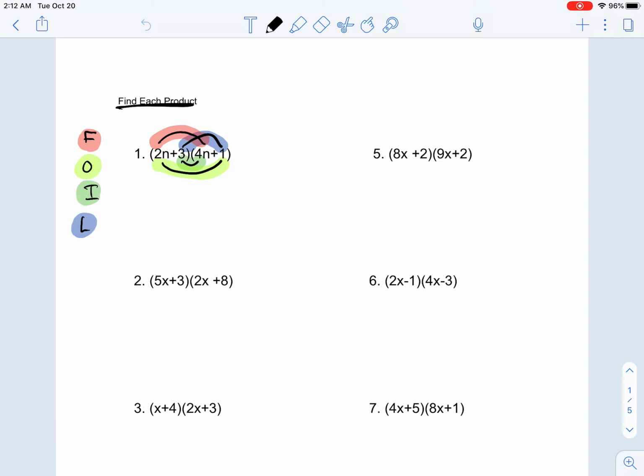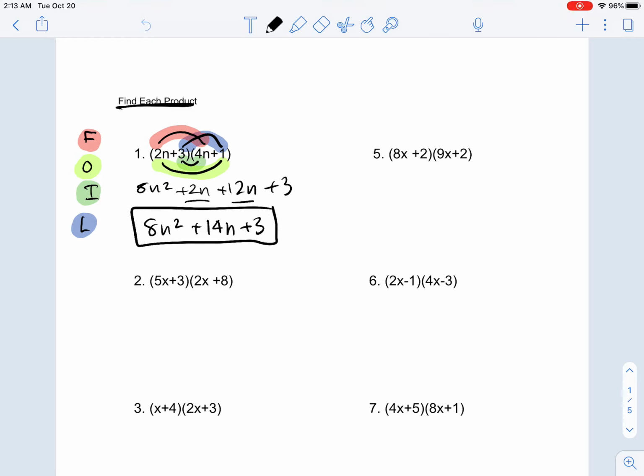So let's start with first, 2n times 4n, 8n squared. Now let's try outer, 2n times 1, plus 2n. Inner, 3 times 4n, well that's just 12n. Last, 3 times 1, which is just plus 3. Now since this and this share like terms, you can add them together, creating 14n plus 3. And that's your answer, 8n squared plus 14n plus 3.